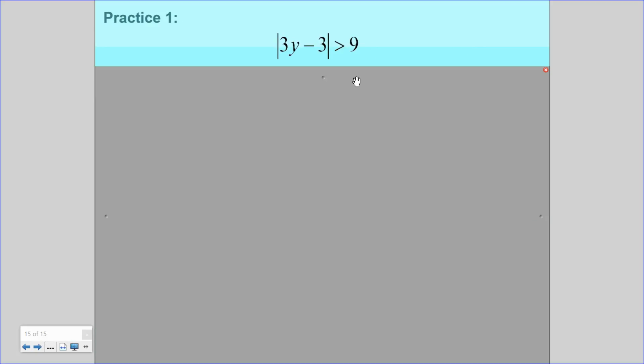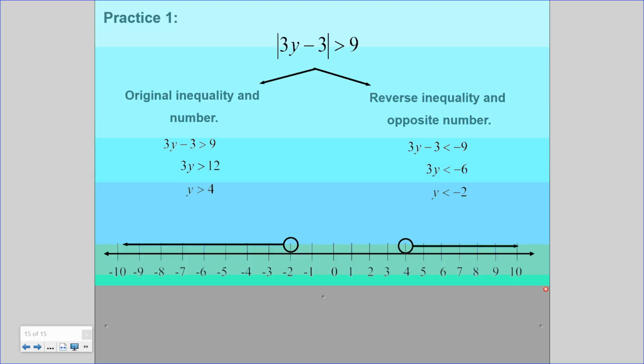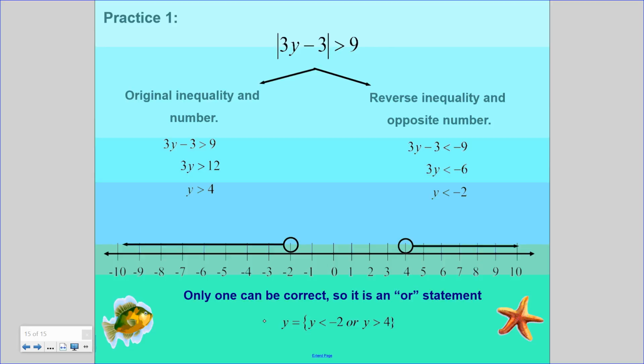And there's one last practice problem for you to try. I'll let you do this one on your own. Pause the video. When you're ready to check, click play. Okay, so you should get, for this problem, an OR statement of y needs to be less than negative 2 or y needs to be greater than 4.